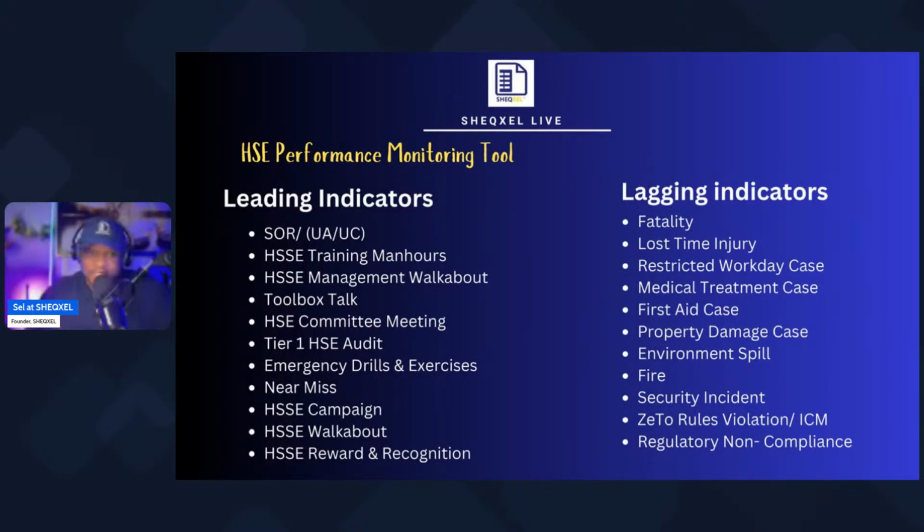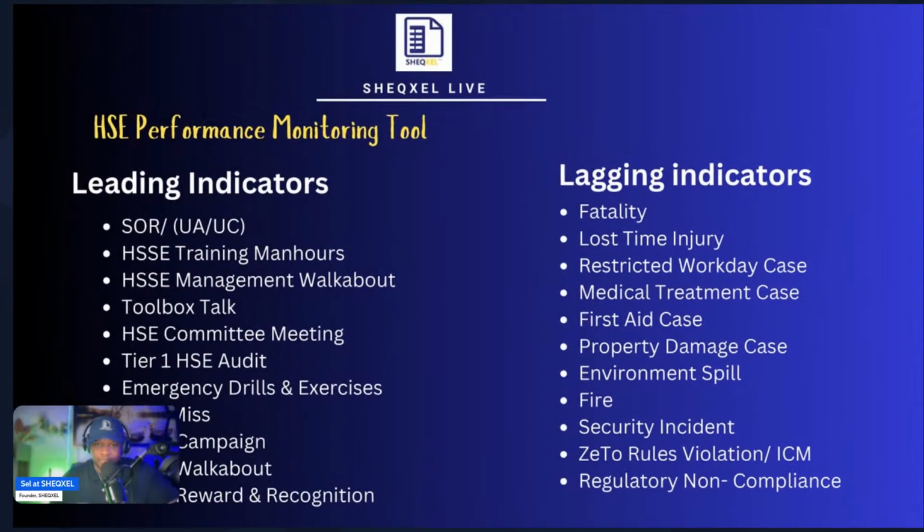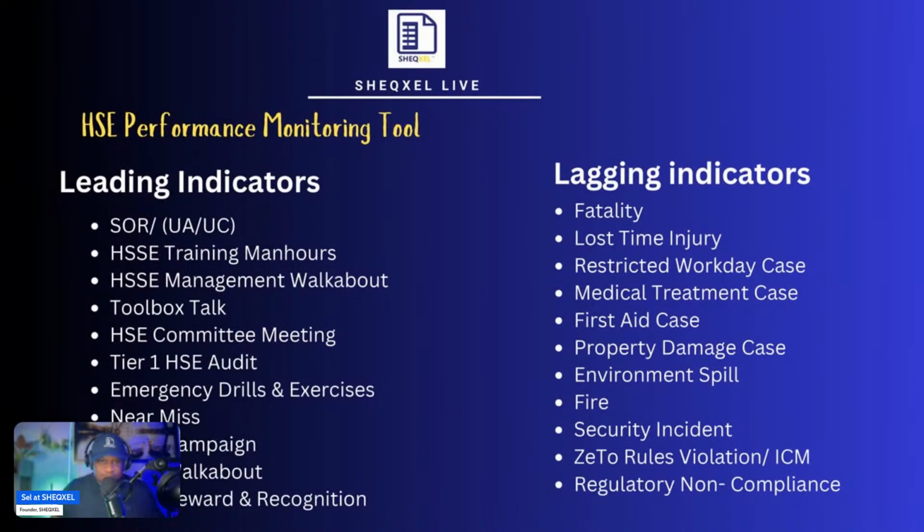Right, so basically he has seen our HSE Performance Monitoring Tool, and he wants to do something similar. He has a set of requirements, which are the leading and the lagging indicators. So we are looking at safety observation reporting, HSE training man hours, management walkabout, toolbox talk, emergency drills and exercises, near misses, safety campaigns, safety walkabout, and other KPIs. And then lagging indicators. We have this set of lagging indicators, right? That is exactly what we're going to be doing. But let me just share my screen right away so that we put a context again to exactly what you want us to do.